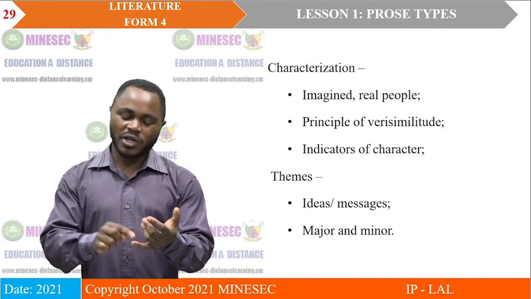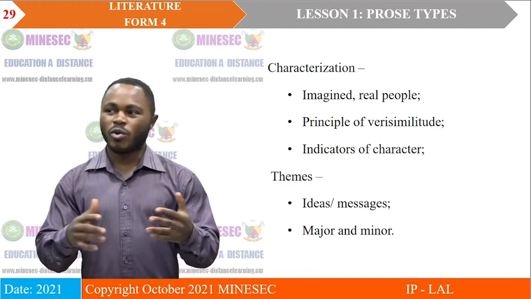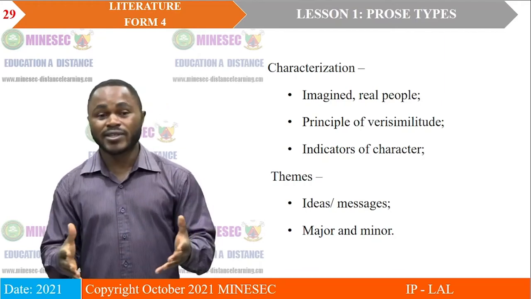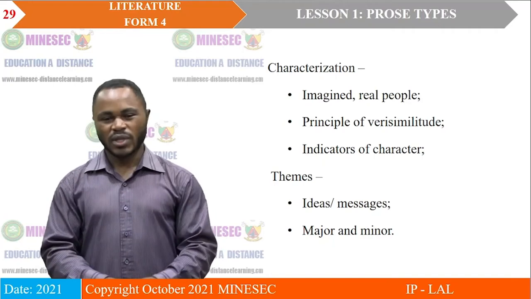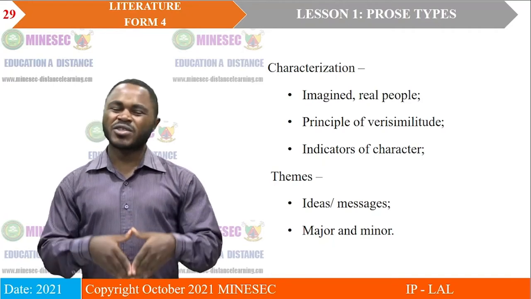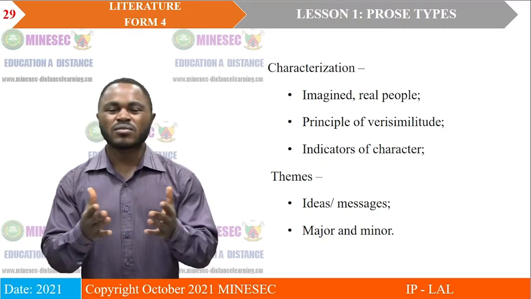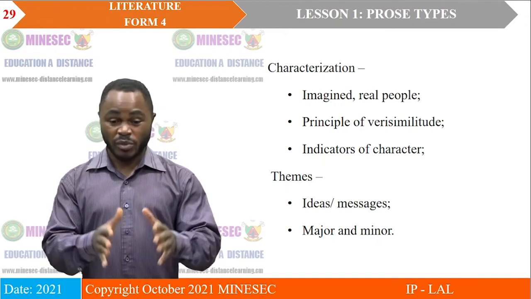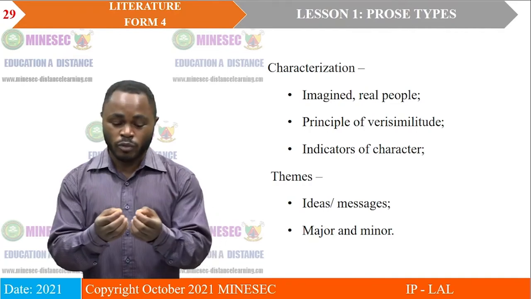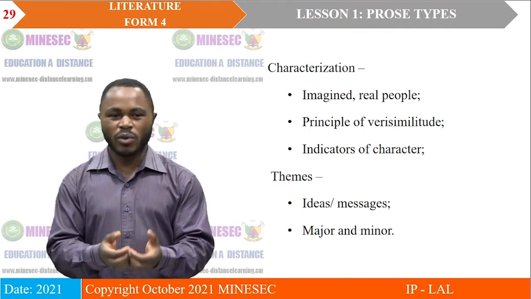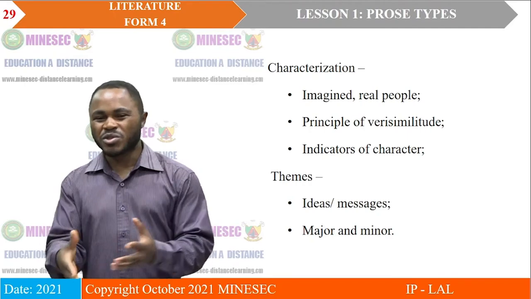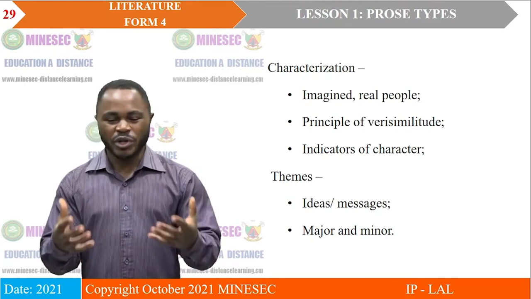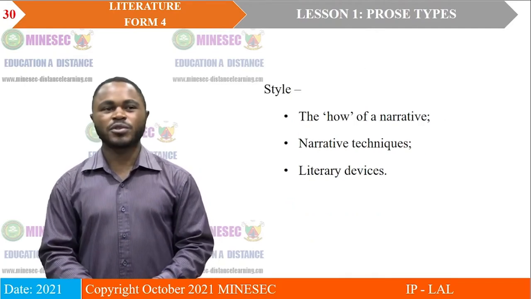You look at what the character does, what the character says, what the author says about that character, what other characters say about the character, etc. Themes, on the other hand, are just major ideas that are developed in a story. And there may be main themes which form the core of what the author wants to talk about, while there may also be minor themes, just peripheral themes that emerge as the story develops.